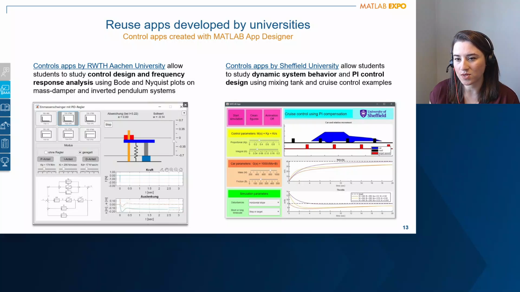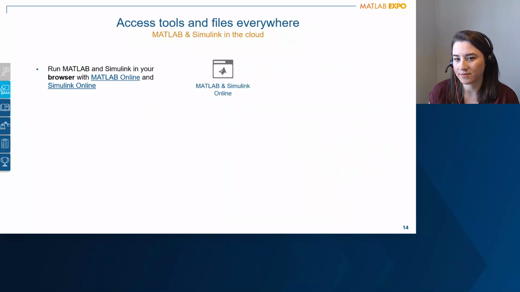On the left, you see an app developed by RWTH Aachen University to visually teach control design and frequency response analysis of systems such as mass damper and inverted pendulum. And the picture on the right highlights apps developed by University of Sheffield to teach fundamental topics in controls, such as dynamic system behavior and PI control design. You can find and download these apps using the provided links on the slide.